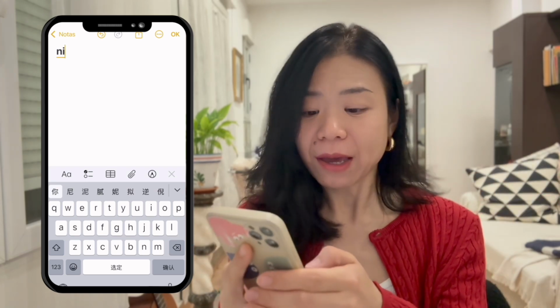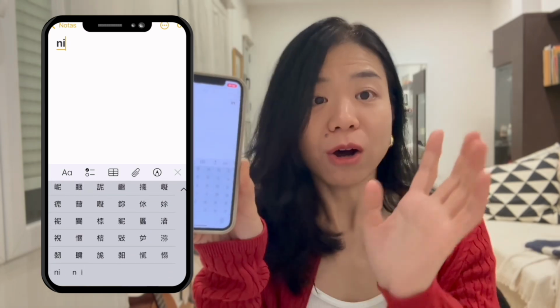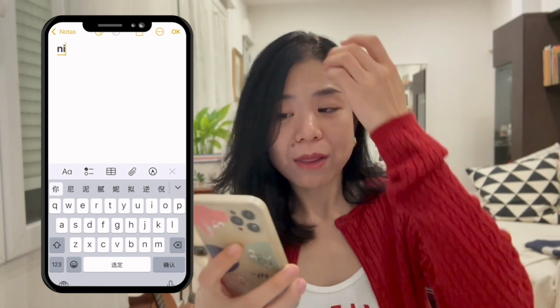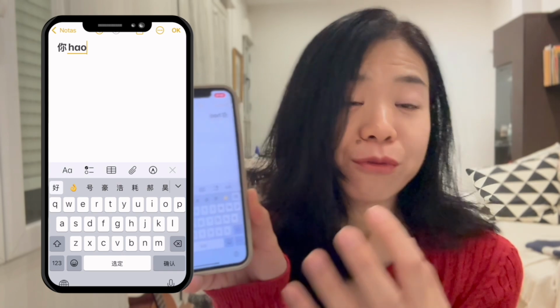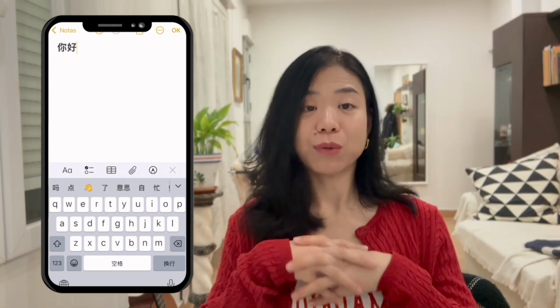After you type NI, I know this is kind of scary, you're going to have all these characters that all share the same pronunciation. So you're going to want to choose the one that you want. And then hao, which is HAO, of course, you'll have to be able to recognize which one is the one that you want. So basically, this is how we type.